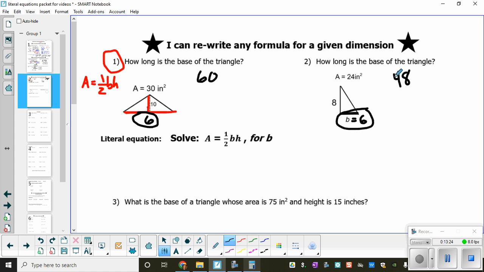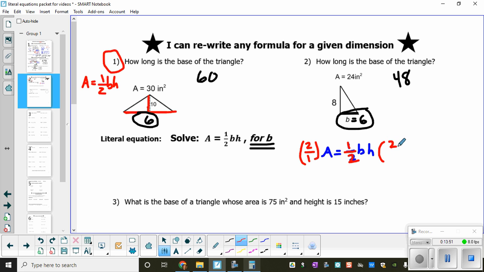I did this, doubled, and then divided by my height. So if I'm trying to always find the base of a triangle, here's how we solve this literal equation right here. I'm going to rewrite it in blue. If this is our formula for area of a triangle, and I'm trying to solve for this letter, B, first thing I'm going to do is get rid of this fraction, and I'm going to multiply both sides by the reciprocal, which is 2 over 1.